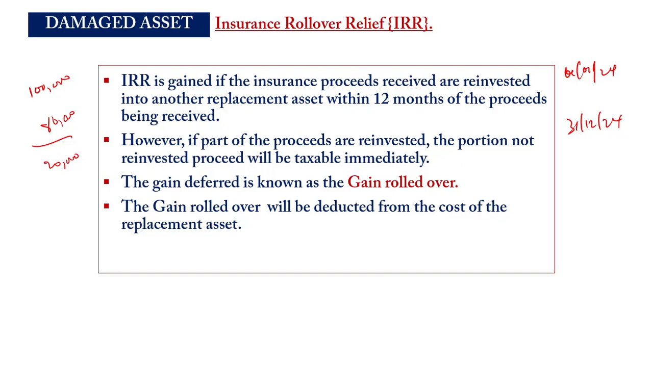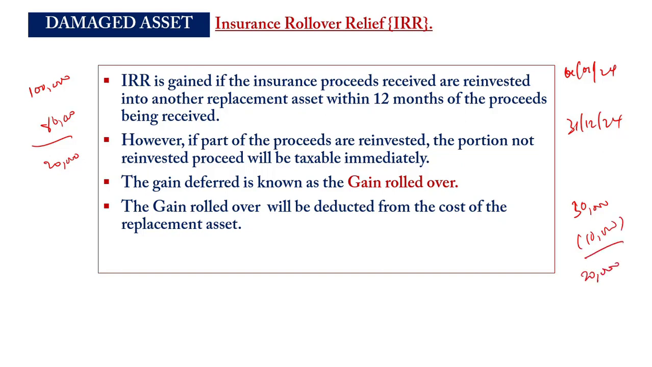So whenever it is being sold, it's now going to lead to a higher capital gains tax. So if the original cost of the asset was 30,000, and they received proceeds and reinvested it, then the gain that is rolled over will be taken away from the cost. Let's say the rollover gain is 10,000. What you're saying is that the cost is now 20,000.